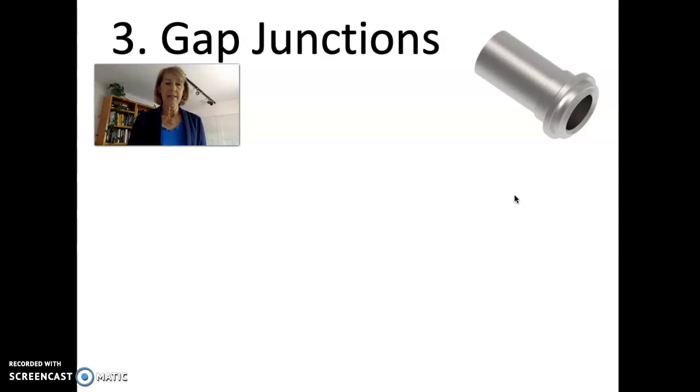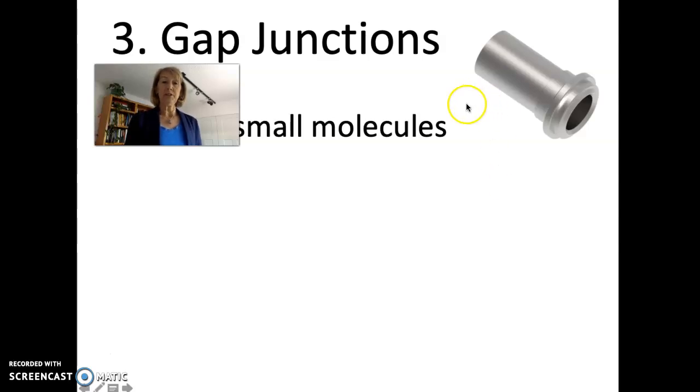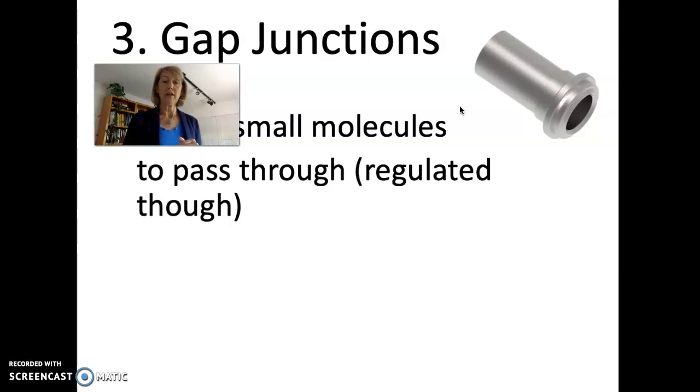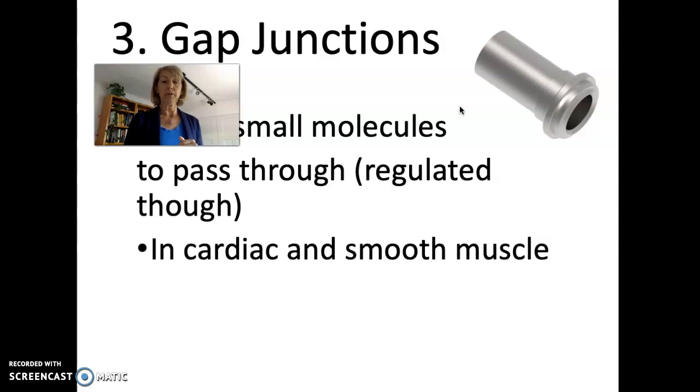And the last one is a gap junction. So I made a picture of a tube there because that's kind of what it looks like, right? You are going to allow small molecules to actually cross from one place to the other. It's not so much an anchor, it's a little bit of an anchor, but it's something that's going to allow communication between those two cells. It's very regulated, not everything can go through. So this is in cardiac and smooth muscle.